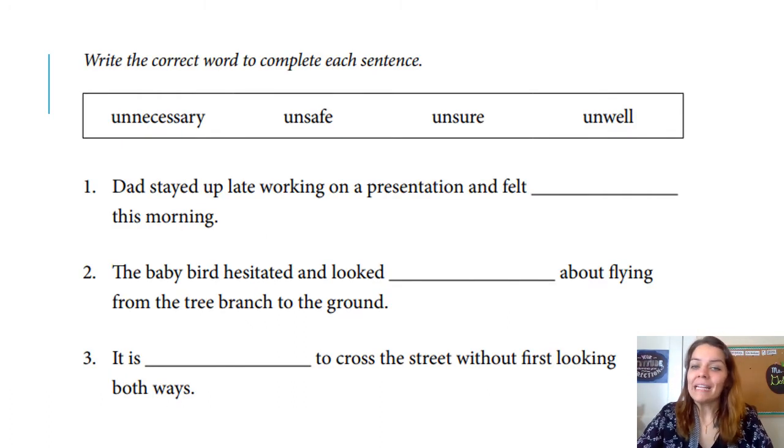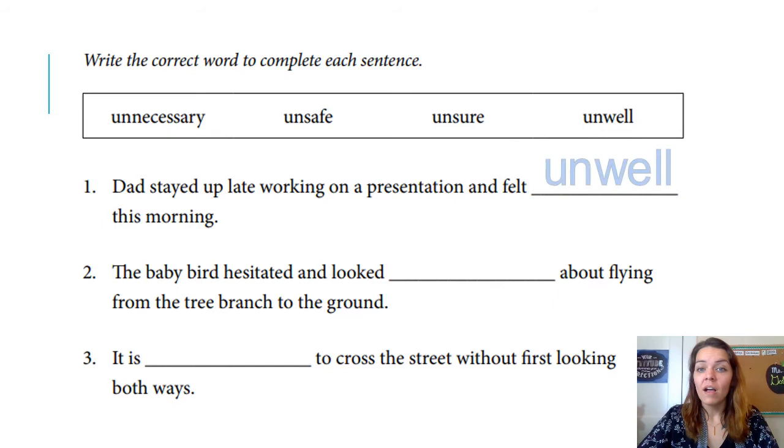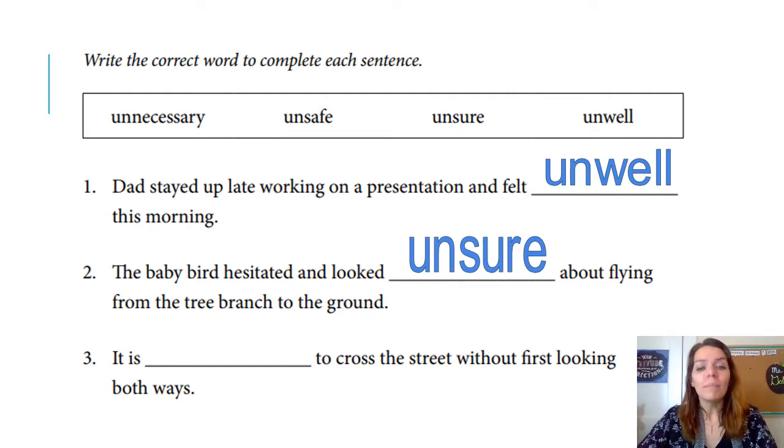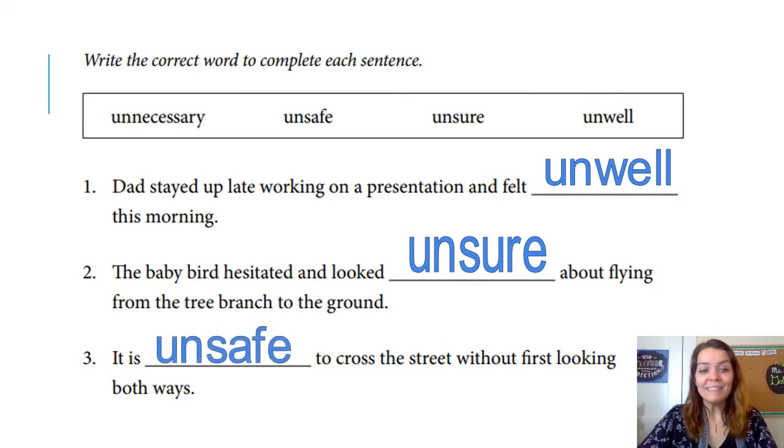So if we were to fill in these sentences, Dad stayed up late working on a presentation and felt blank this morning. We could say unwell. He doesn't feel well. The baby bird hesitated and looked blank about flying from the tree branch to the ground. We could say unsure. He wasn't sure. And then finally, it is blank to cross the street without first looking both ways. That would be unsafe, not safe. So as you can see, prefixes change the meaning of our root word.